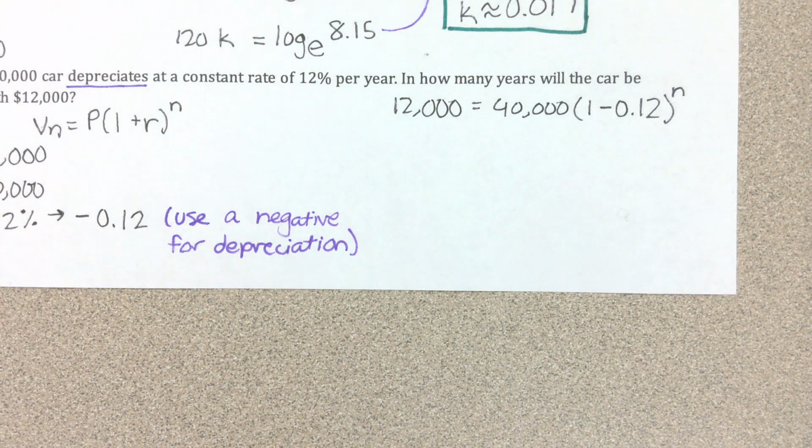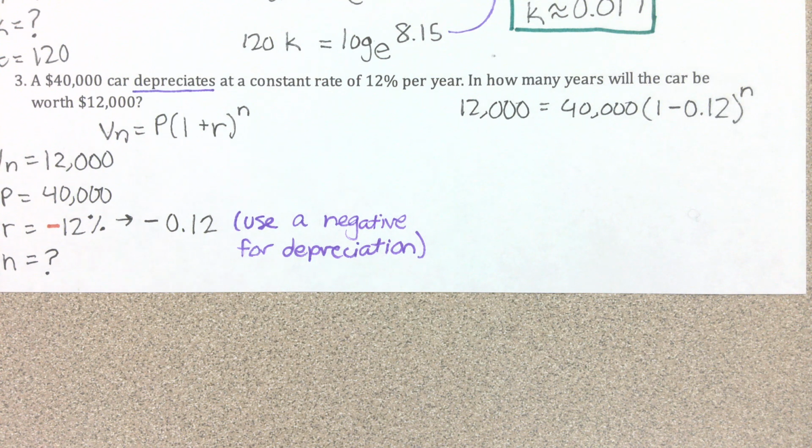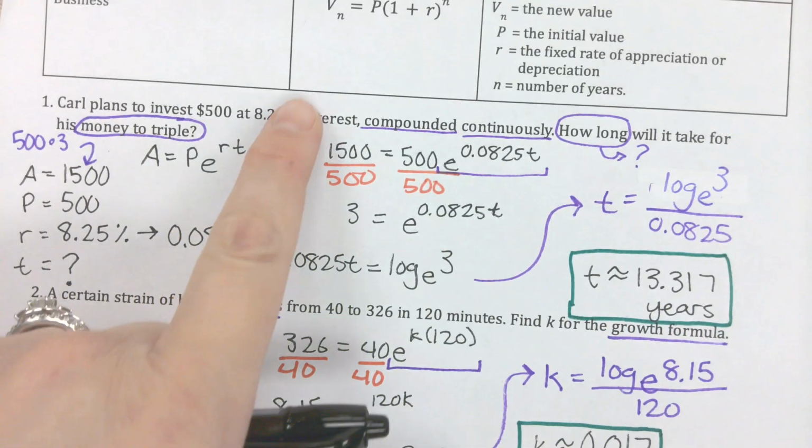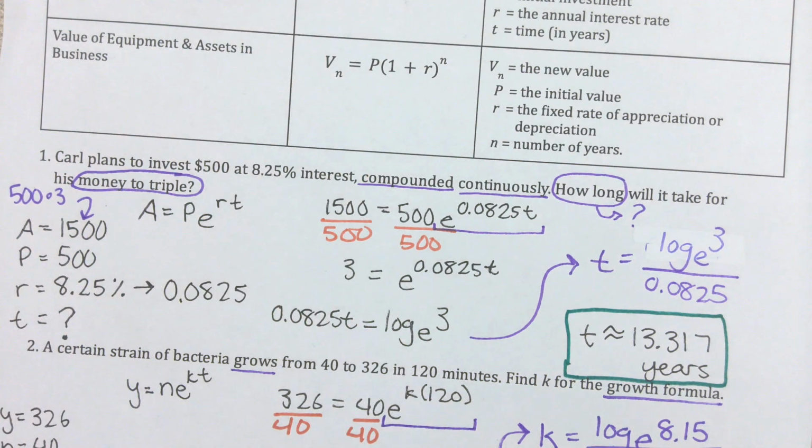Yes? Why do you put n on the left side? Why did you put n on the left side? This n? That's V sub n. This is one variable. That's different from just n.